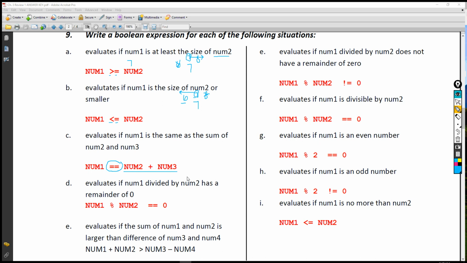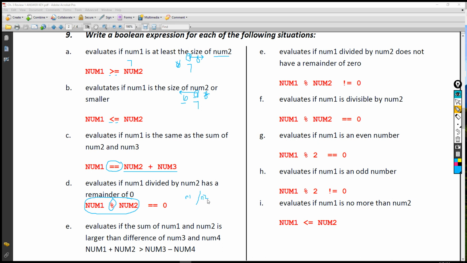Hopefully that makes sense. Evaluates if num1 divided by num2 has a remainder of 0. So remainder is the modulus operator. And so you're checking to see, and this returns the remainder of num1 divided by num2.